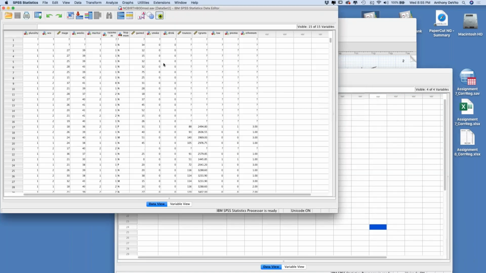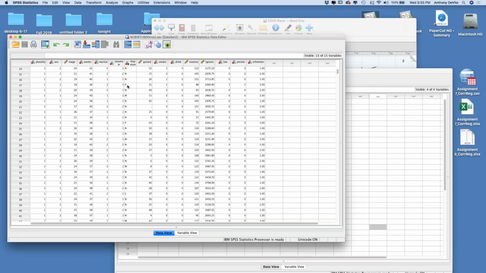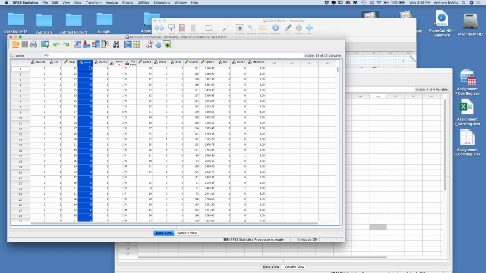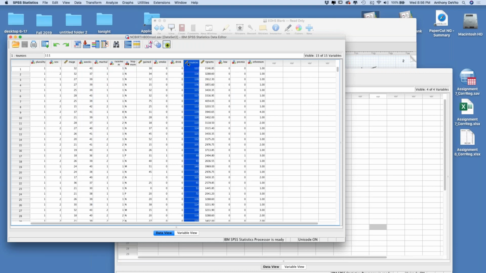Okay, so I'm going to look for a relatively simple association. How about weeks of gestation and the birth weight of the child? This is the number of weeks of gestation. It's a numerical variable, and this is the birth weight of the child in ounces. I want to see if there's an association between the two of those numerical variables. They're both numerical, so the test I'm going to do is correlation and regression.